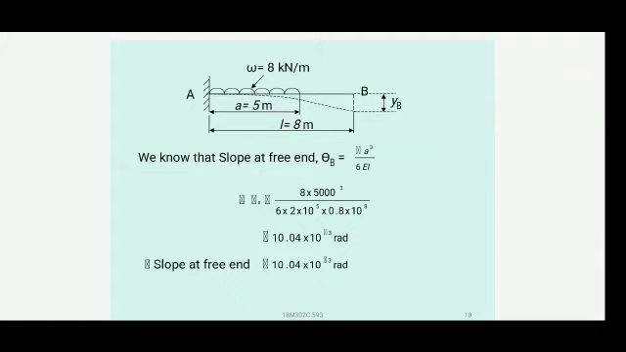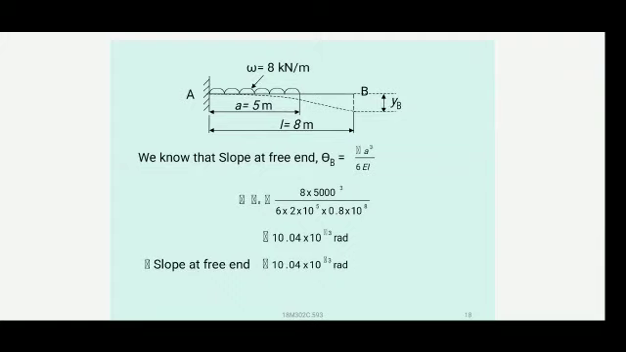According to the problem, we can draw the diagram. A is the fixed end, B is the free end. Up to point C, from A to C, the uniformly distributed load is given, that is a equal to 5 meters. The total length of the beam is L equal to 8 meters.